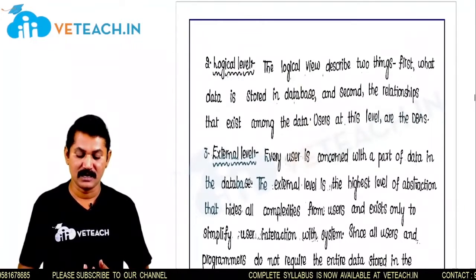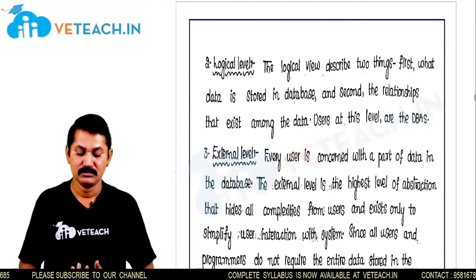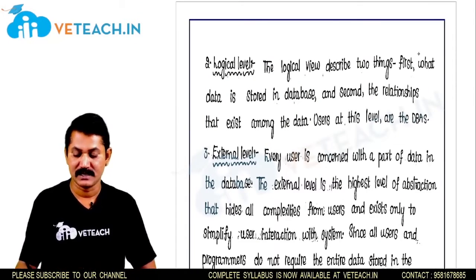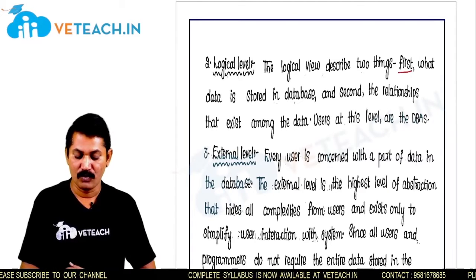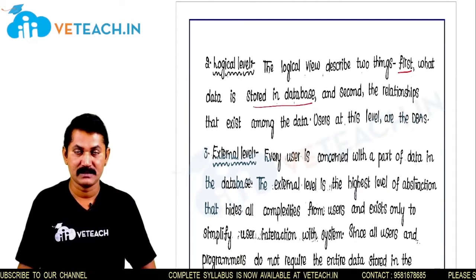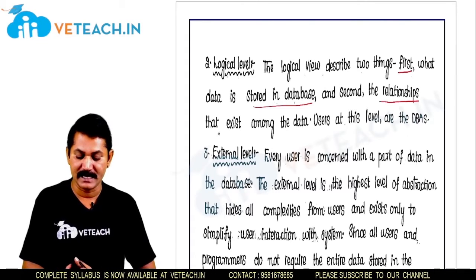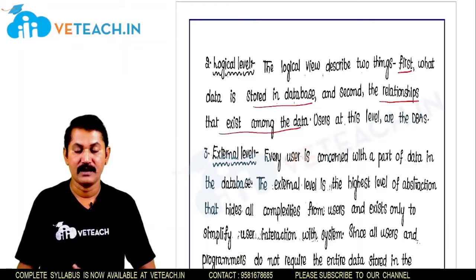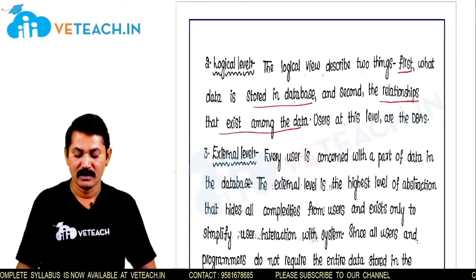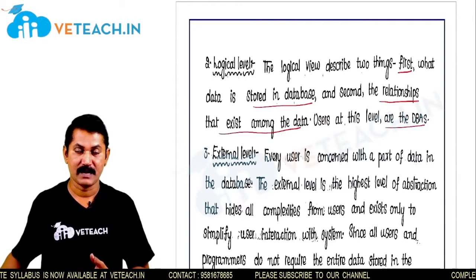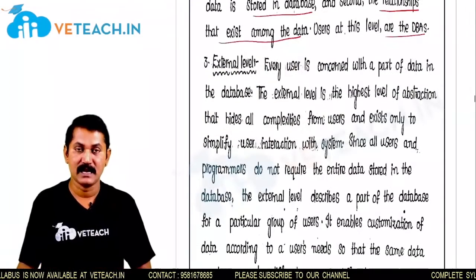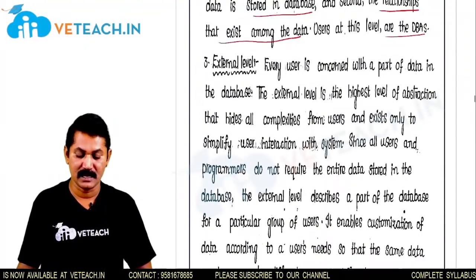The next one is the logical level. The second one is the logical level. The logical view describes two things: first, what data is stored in the database, that means what kind of data, and second, the relationships that exist among the data. Users at this level are the DBMS users, that means database administrators.